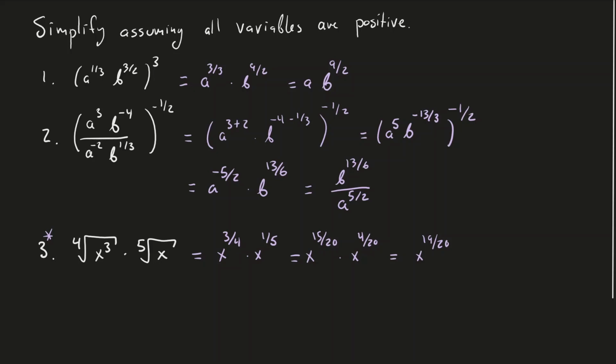The biggest issue that I see is adding the 4 and the 5 to get the 9th root, and then adding the exponents here to get a 3 and a 1. So what I see a lot of students do is get the ninth root of x to the fourth, and that is very much not the case here.